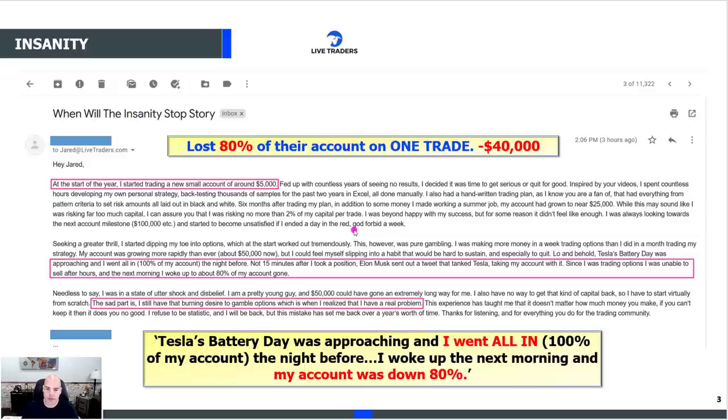All right. So this particular person used what I would consider a relatively shitty reason to go 100% into a trade. Tesla's battery day was approaching. What do you really know about battery day? You're just buying into the hype of Tesla, which is what a lot of people have done this year. And it bit you, and it bit you heavy.